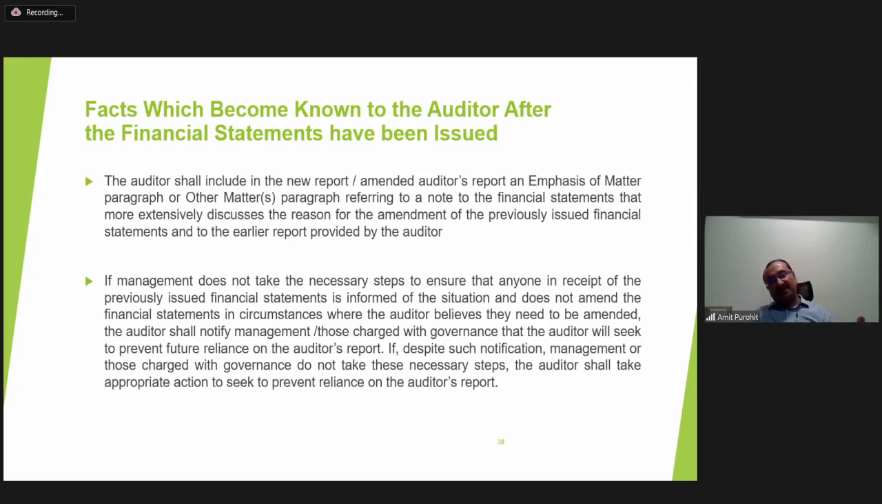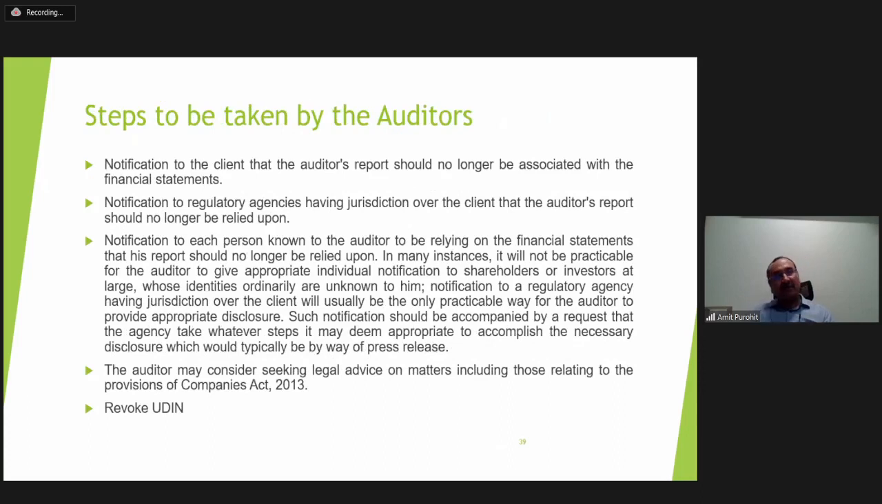If the management does not take any necessary steps to ensure that anyone in receipt of the previously issued financial statements is informed, and does not amend the financial statements where the auditor believes they need to be amended, the auditor shall notify the management or those charged with governance that the auditor will seek to prevent future reliance on the auditor's report. If despite such notification or request, the management or TCWG do not take any necessary steps, the auditor will take appropriate steps to prevent reliance on the auditor's report, which we have already seen in the second scenario.